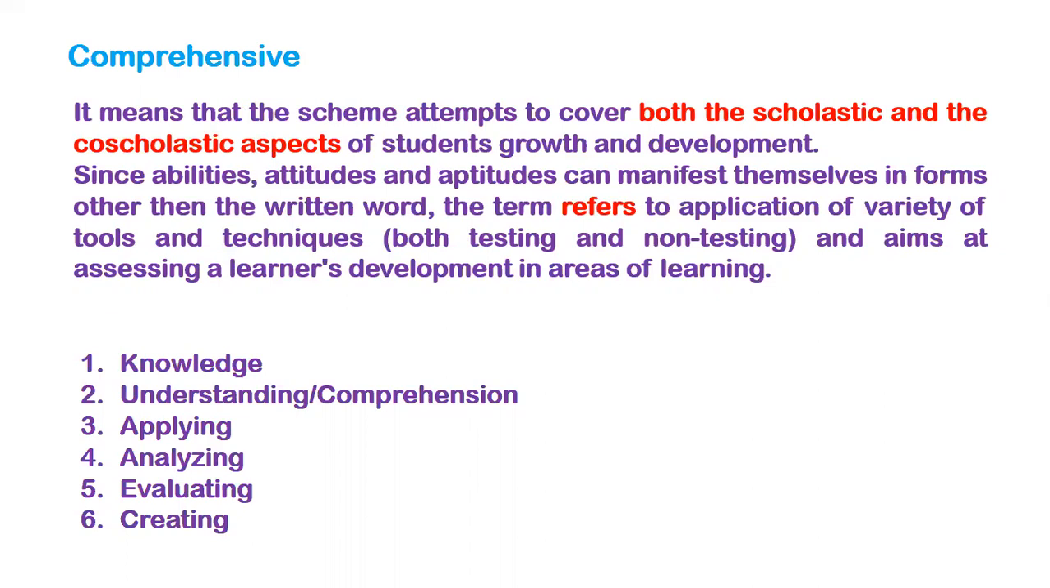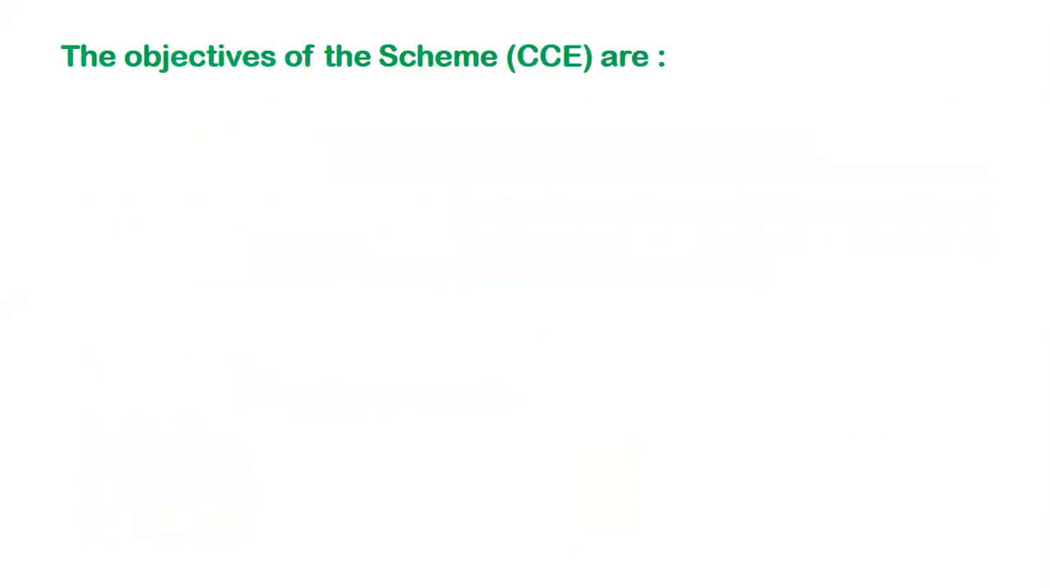So as I said, this is a part of Bloom's taxonomy which we need to understand. Okay. So this is comprehensive. That means overall skills you need to consider when you plan, when you teach, or when you evaluate. Okay. So now let us move to the objectives of the scheme, that is CCE.